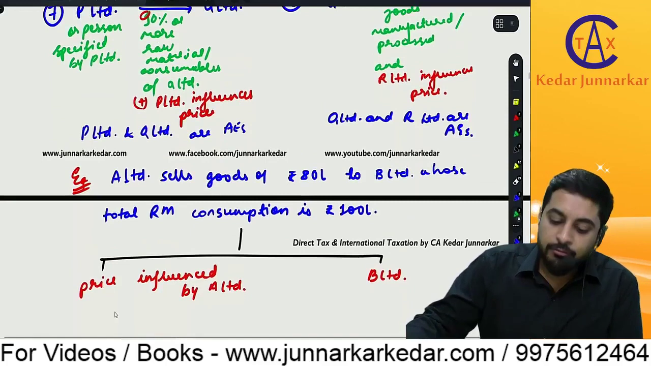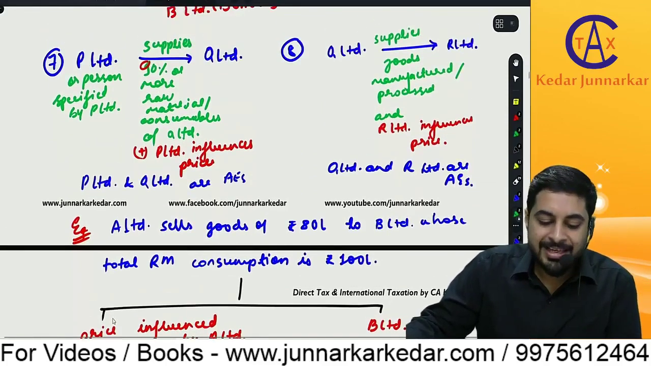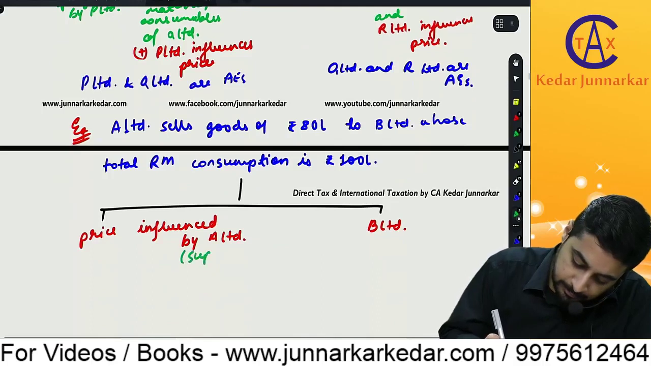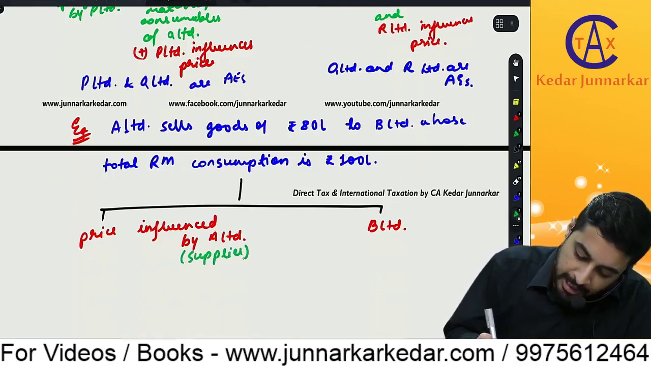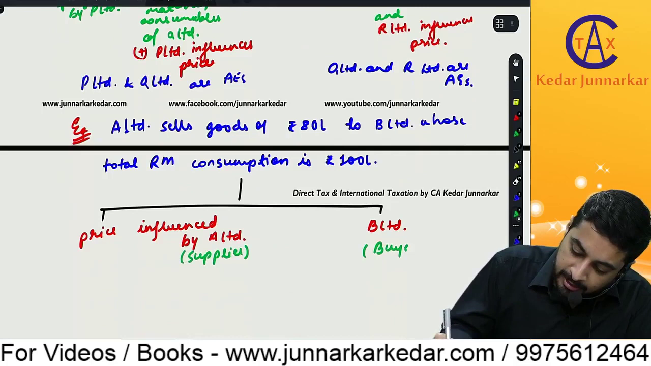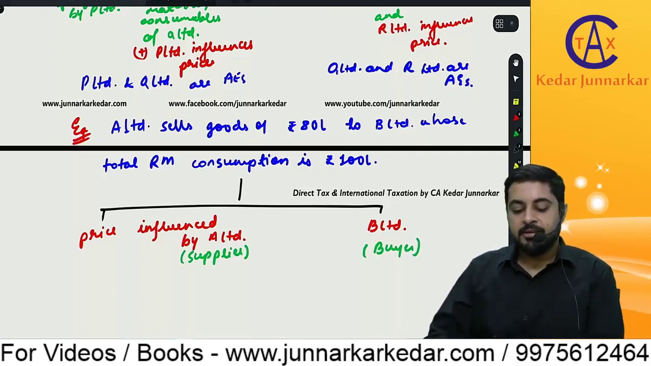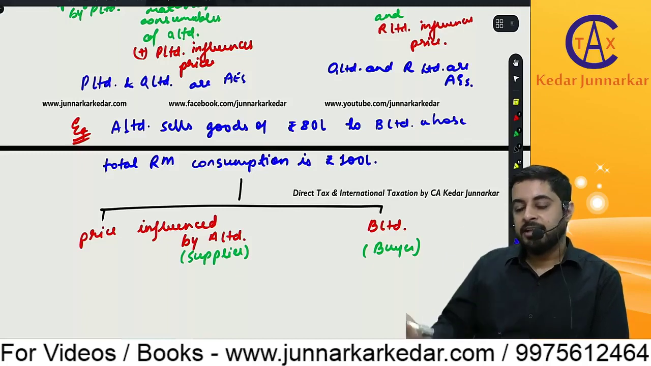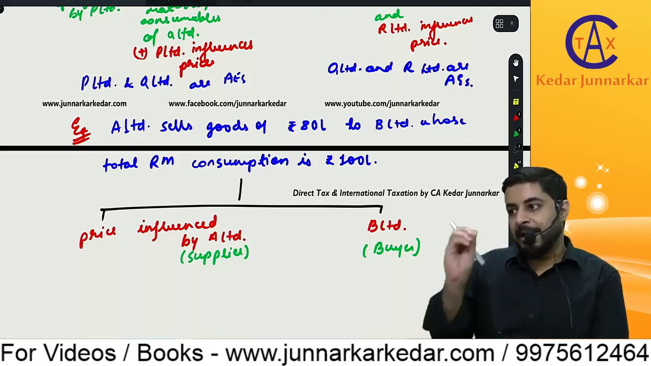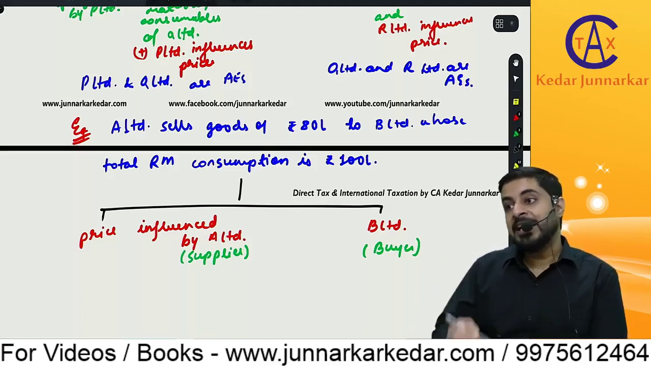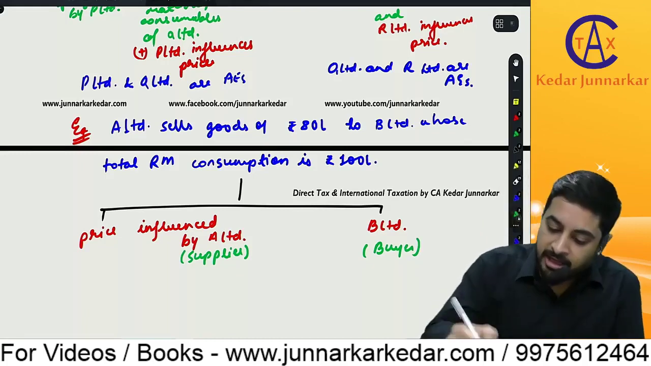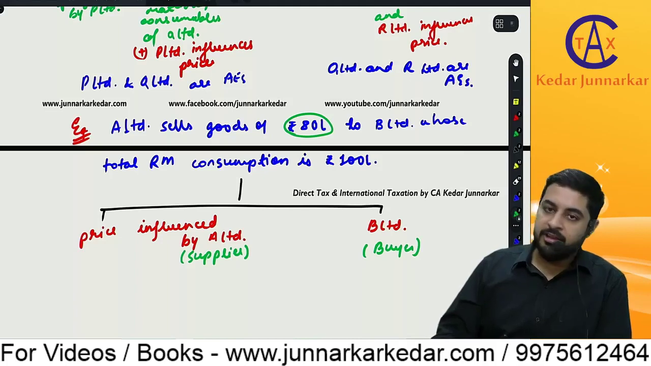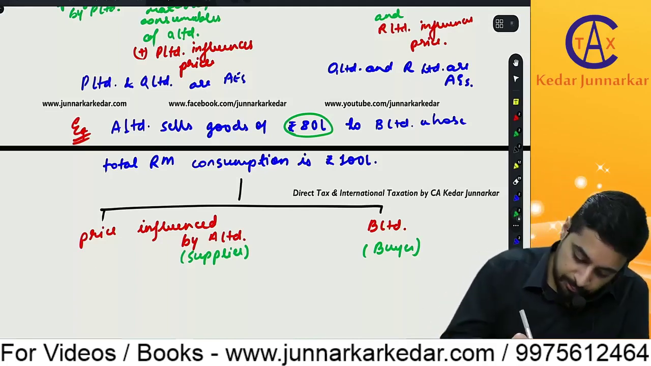So here price is influenced by A Limited. Who is A Limited here? Supplier. And B Limited is the buyer. So if the supplier is influencing price, then when will they be AEs? If the supplier influences price and the supplier is supplying 90% or more of the raw material requirement. Here only 80% of the raw material requirement is given. Therefore, in that case, they are not AEs.